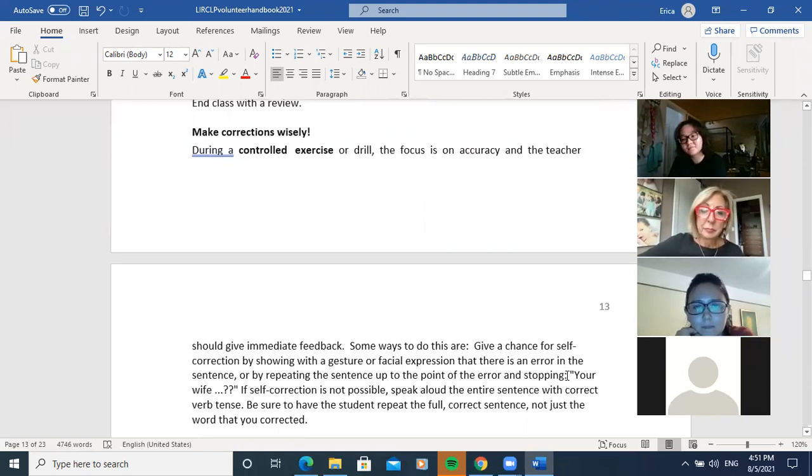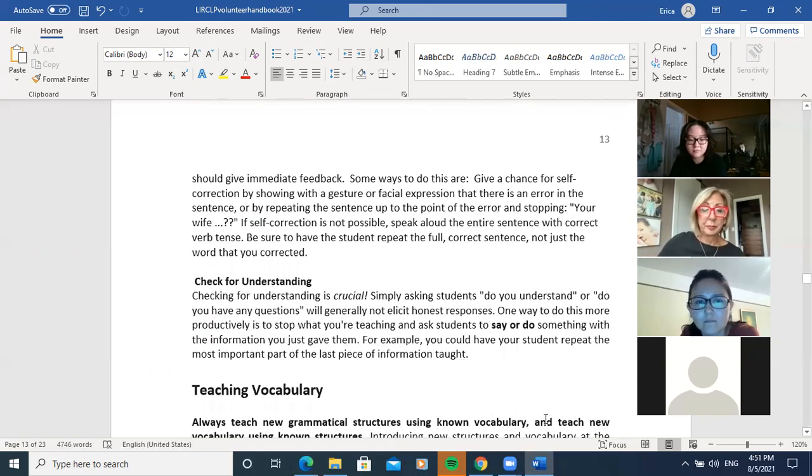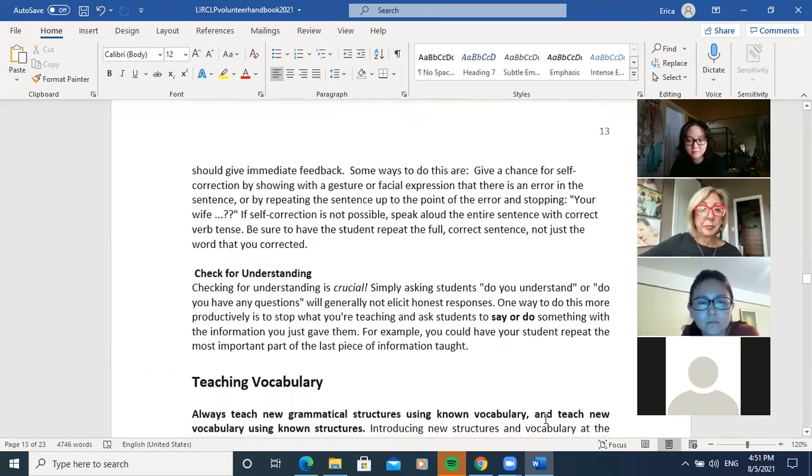And you've heard of the affective filter. If you don't feel safe in a space, then you have a filter that goes up in your brain, and you're not going to learn anything new. You're in a tense state. So the more comfortable they feel, the better.